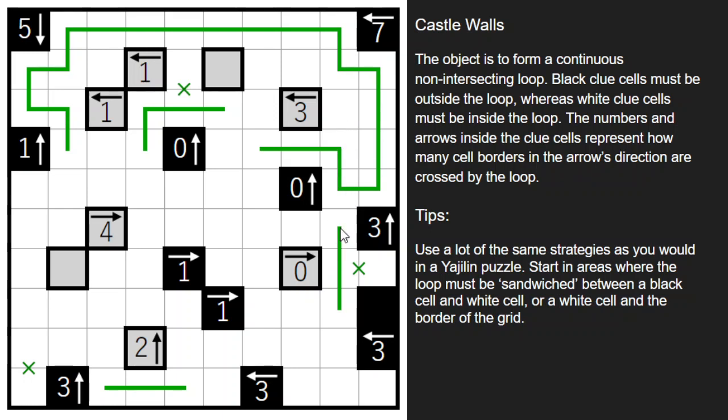And now this must turn because it can't connect up here. Otherwise, you'd have the loop intersect itself. So that must turn. And again, we have to basically separate the black cells and the white cells like that. Oh, this 3. We have 1, 2, 3 vertical lines that it has to cross through. This is a corner, so it goes up. That's a corner, so that goes up.